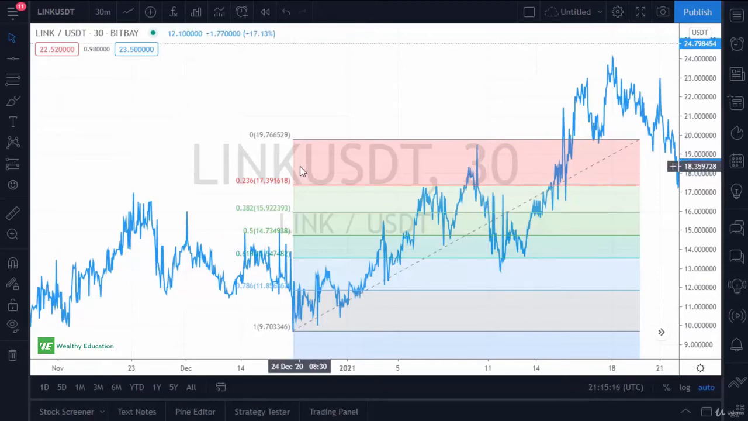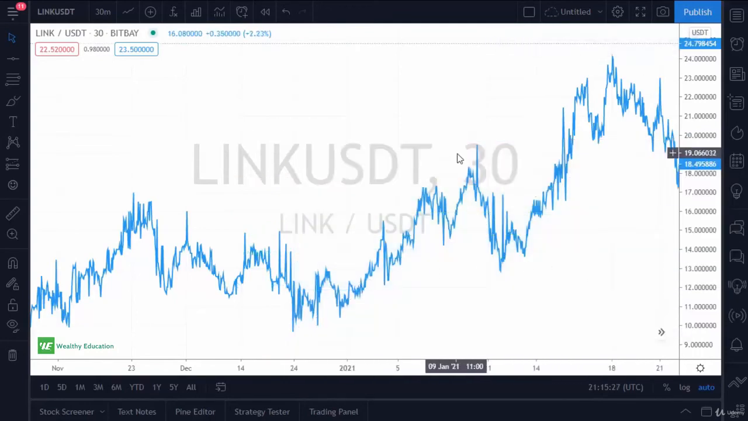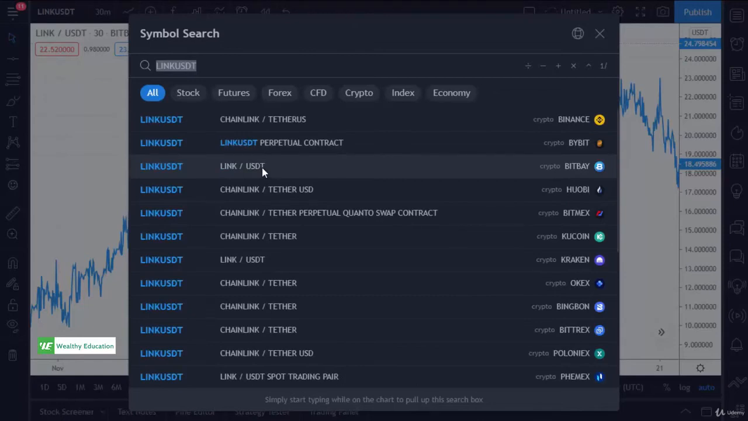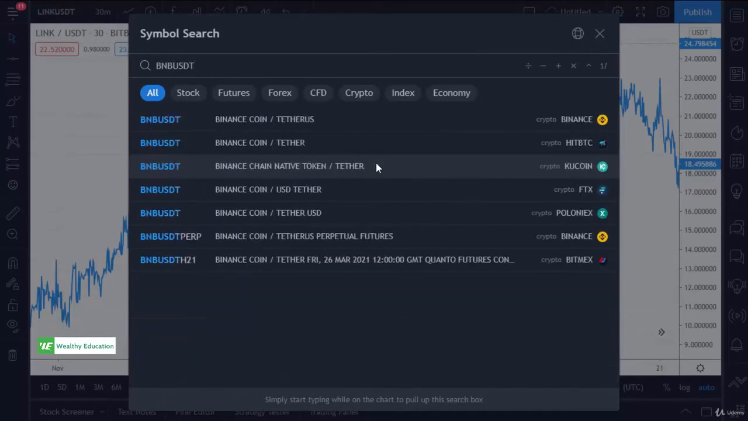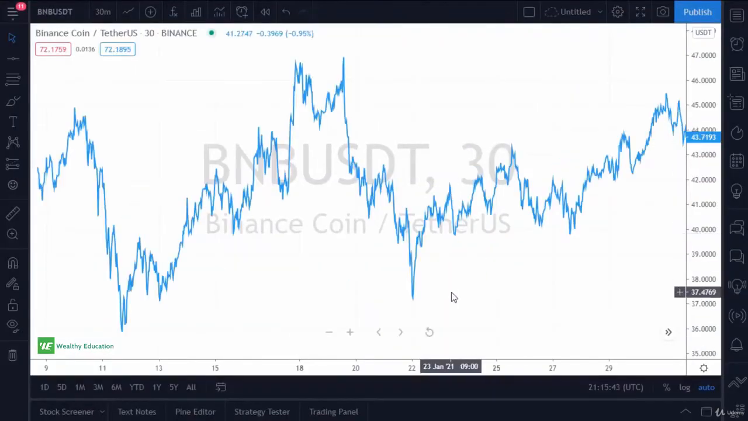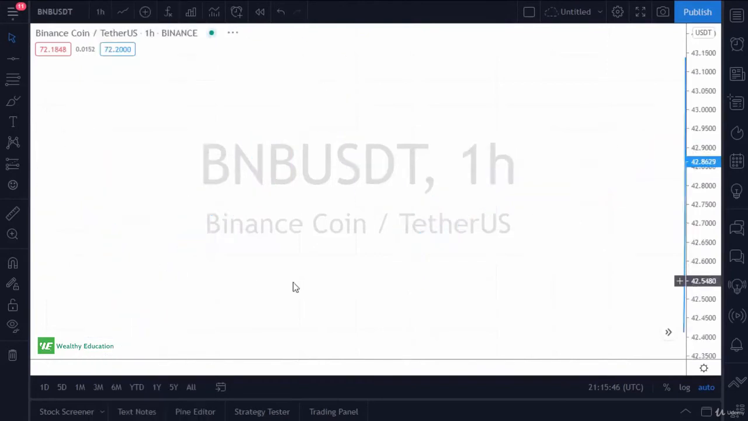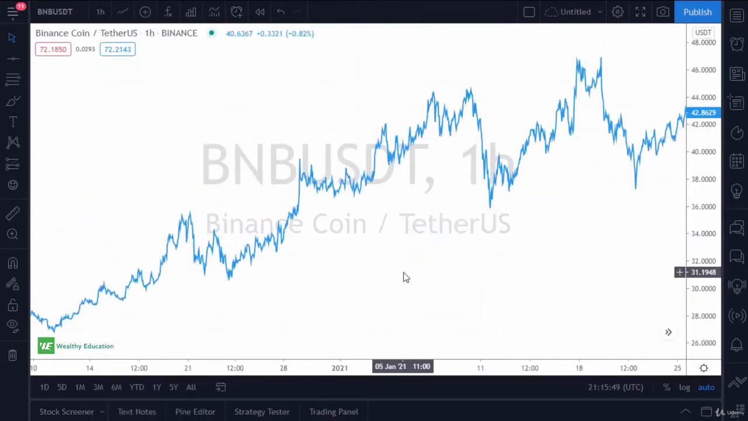Now, there are some pros and cons to using Fibonacci. One of the biggest pros is that so many people use it. It's very common for people to use it. There are people whose entire trading routine is based upon Fibonacci. So that is something to think about.